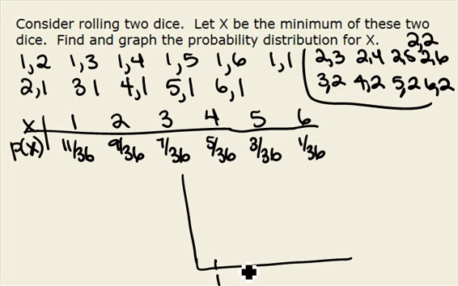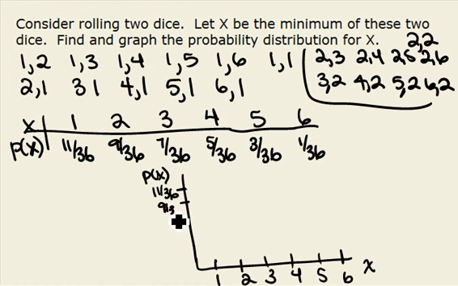Now if you want to graph a probability distribution, that is done by putting your possible x's at the bottom and just labeling that that is your x. And then you put the probabilities on the side. And so the largest probability we have is 11 out of 36. And we need to do these in increments of every 2. Make this 9 out of 36, 7 out of 36, 5 out of 36, and then 3 and 1 out of 36.